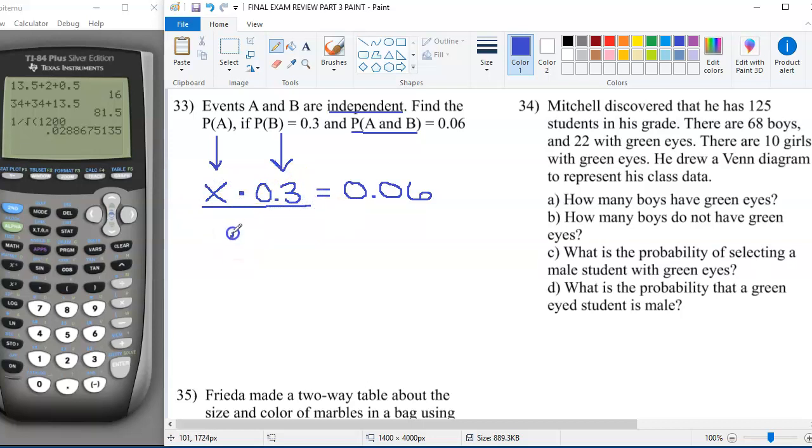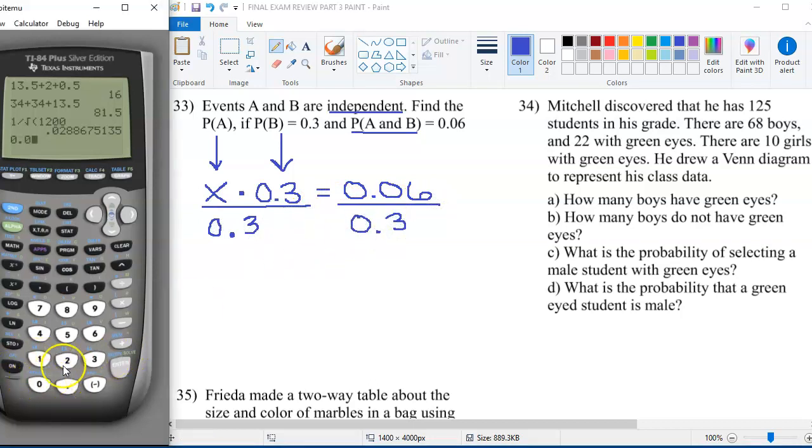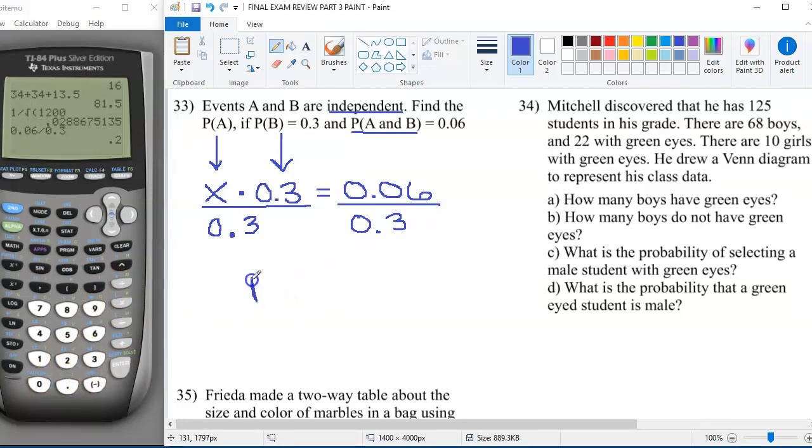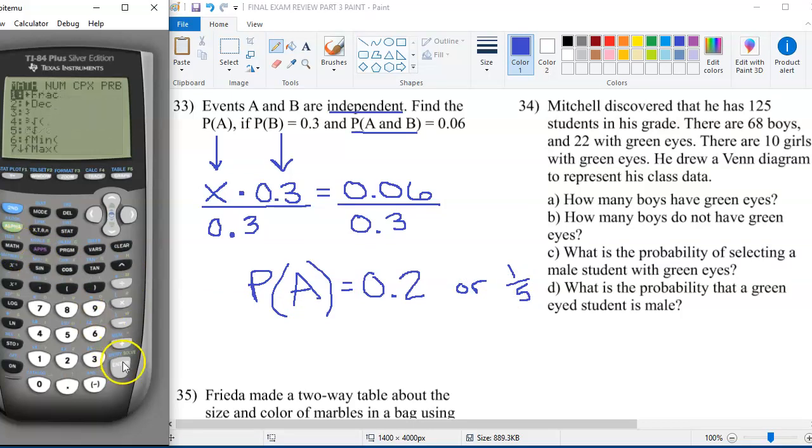So what I would do now, how do you undo multiplying by 0.3? I would divide by 0.3. But whatever you do to one side, you should probably do to the other. So we're going to do that, and we are going to get 0.06 divided by 0.3, also known as 0.2. So the probability of A is 0.2, or 1/5 if you are a fractional person, because we could just take these calculators and we could frac it. All right, there you go.